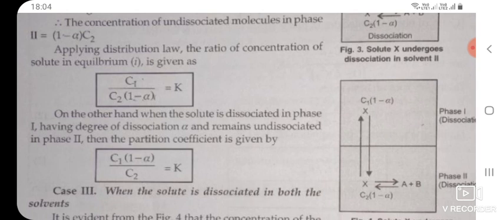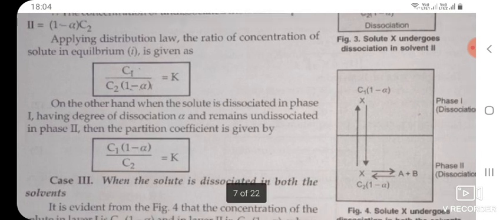On the other hand, when the solute is dissociated in phase 1 having degree of dissociation alpha, and remains undissociated in phase 2, then the partition coefficient is given by C1 into (1 minus alpha) upon C2 is equal to K.